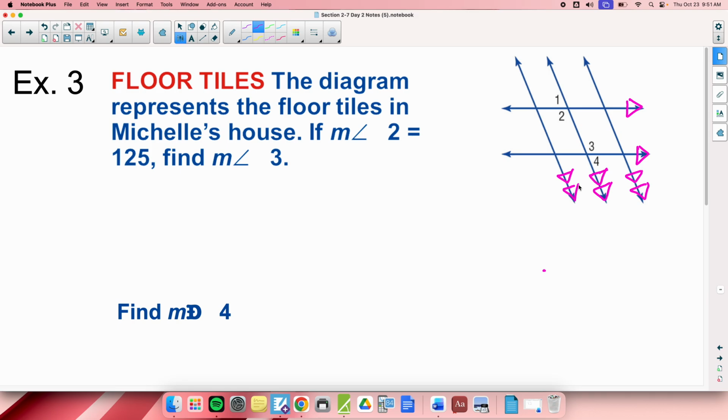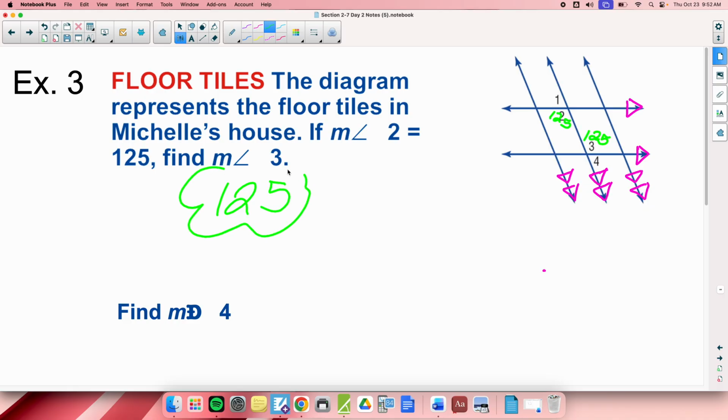So here's what they tell us. Angle 2 right here is 125, and they ask us for angle 3. So you can kind of cover that up. Can you guys tell what kind 125 and 3 are? Interior, and so they should be equal, so this is 125. Okay?